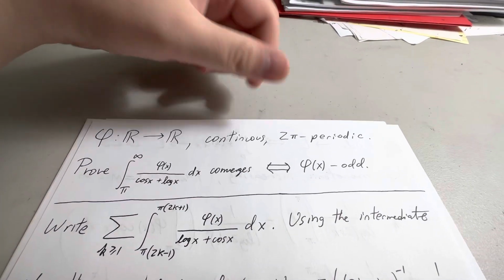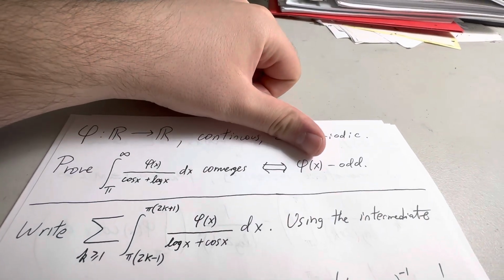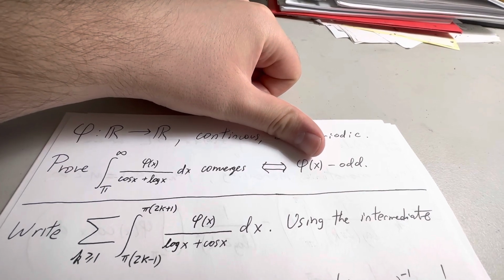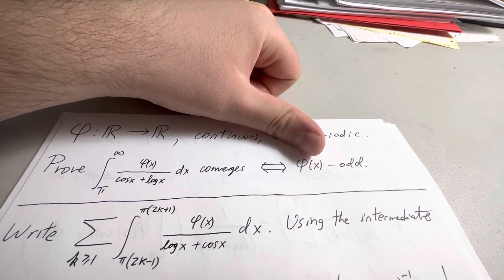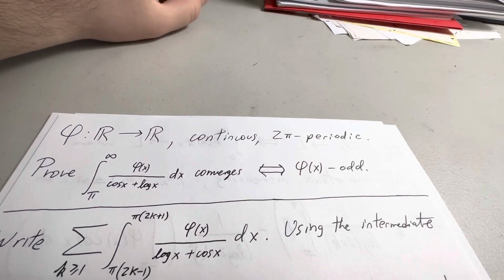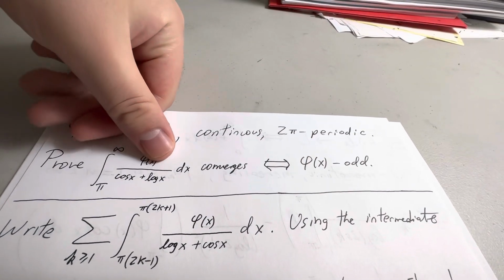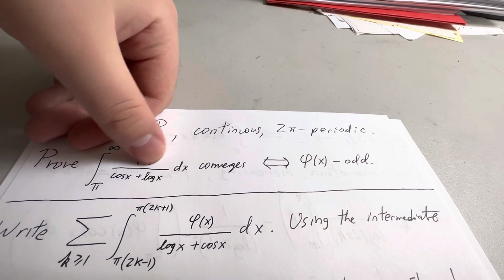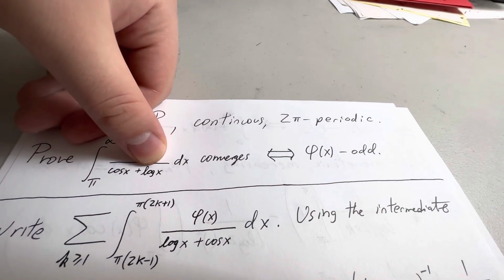Okay, so just as a few things, phi being odd means that phi of x is equal to negative phi of negative x, which means it's reflected about the origin. And this integral converges, so log x here. So log x is the natural logarithm.